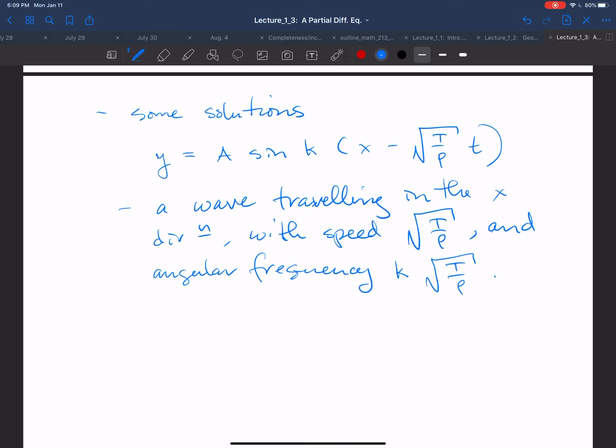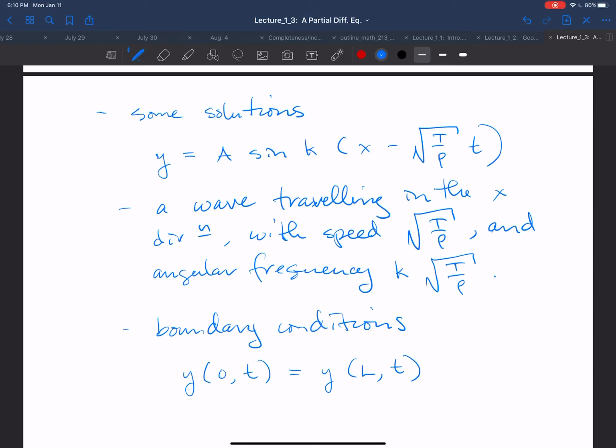Now this angular frequency of k times the square root of T over rho becomes more interesting when you apply boundary conditions that say that the ends of the string are fixed. Let's bring in some such boundary conditions. So let's say that one end of the string is where x equals 0. So we'll say that y(0,t) equals y(L,t), the other end of the string being where x equals capital L. And let's say that both of those have to be 0 for all t. That simply means that the ends of the string are fixed. This string of length capital L.